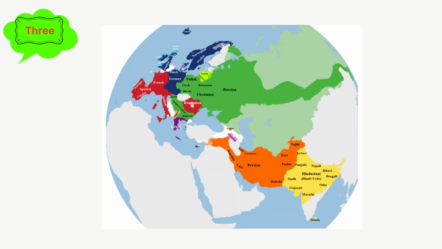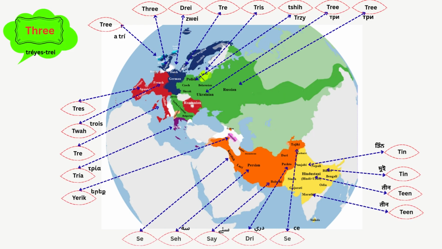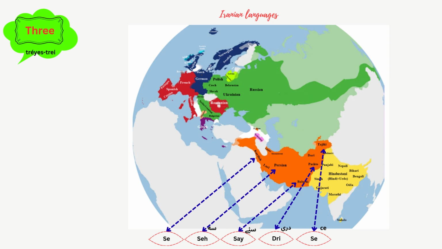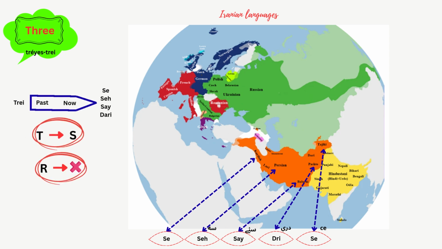The Proto-Indo-European root for 3 is tres or trei. Now let's look at how different Indo-European branches preserve this word. In the Indo-Aryan languages, the forms are very close to the original root, especially when we ignore the added R sound in some languages. In the Iranian languages, the word changed more noticeably. The original T sound often shifted to S, giving us forms like say. In some cases, T even shifted to D.